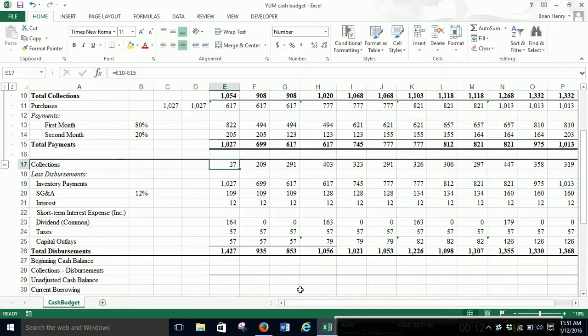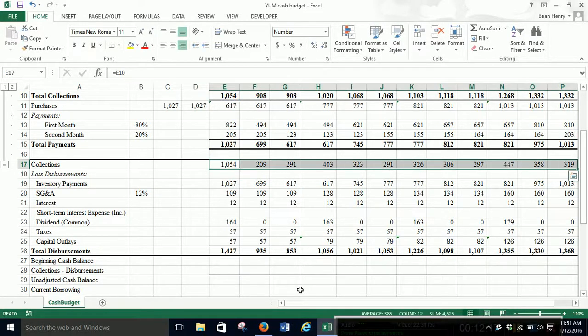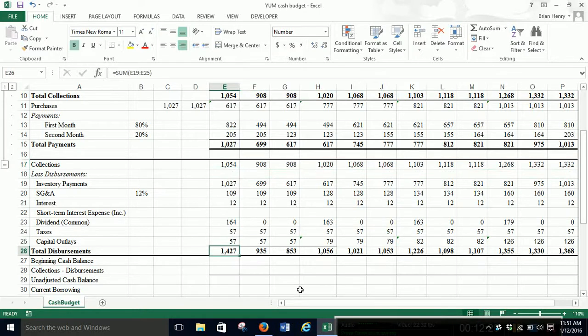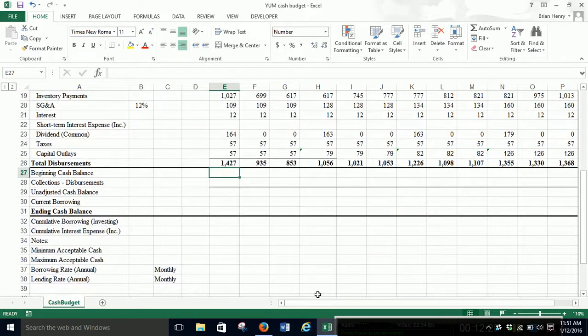Oh, this should not be that. This should just be collections. There we go. Okay, so there's all our collections. There's all our cash in. Here's all our cash out. And so we'll be able to then wire all of this up using that information in the next video.